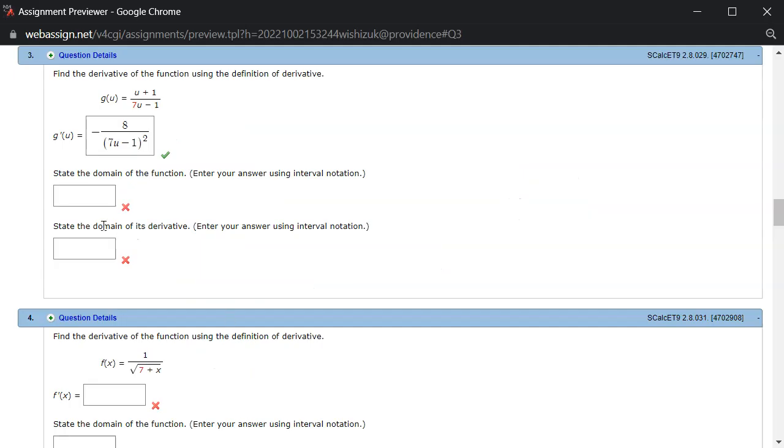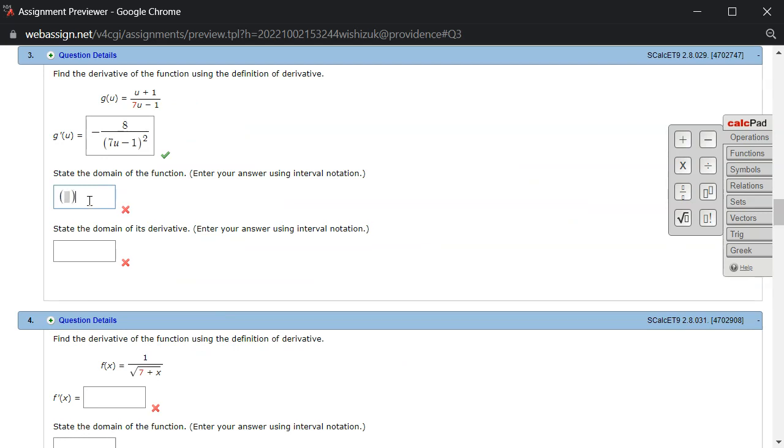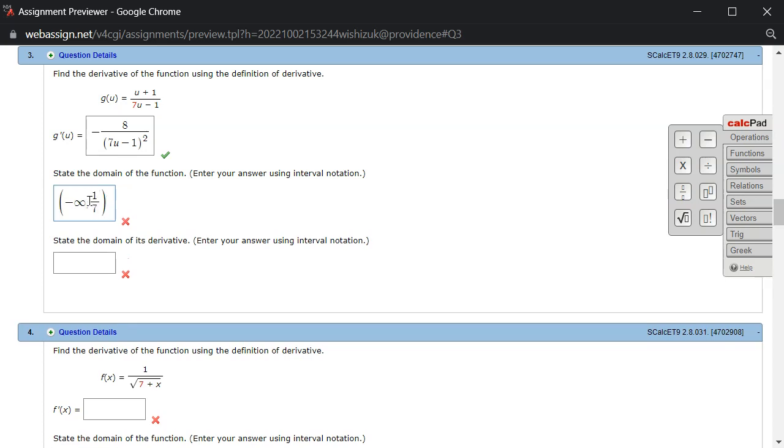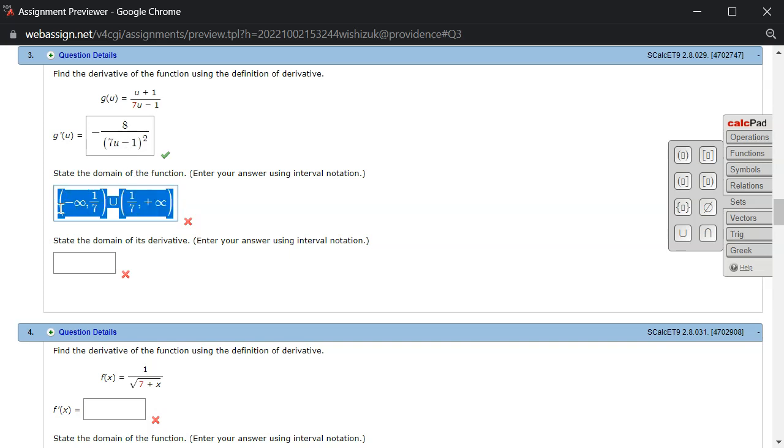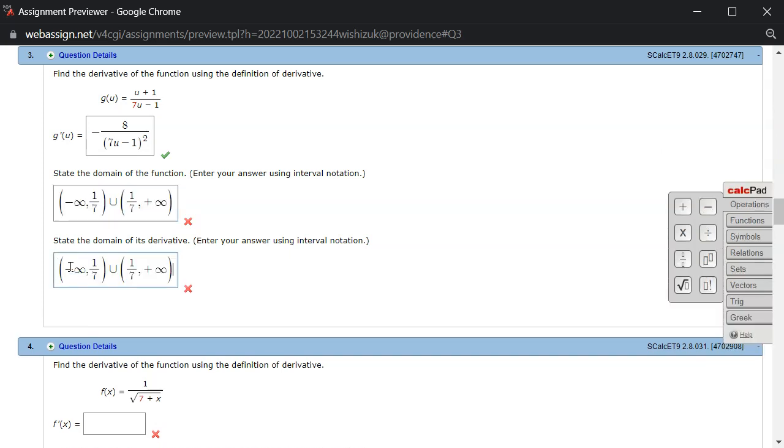So we just have to write it in interval notation. We have negative infinity to 1 over 7. Then we're going to skip 1 over 7, so we go to set notation and the union. Then we can go from 1 over 7 to positive infinity. So we have that. The domain of its derivative is actually exactly the same. So I'm going to just copy that and put it in there and see if it works.